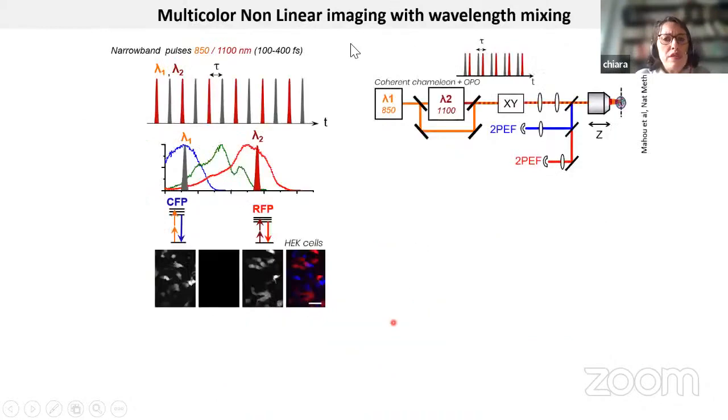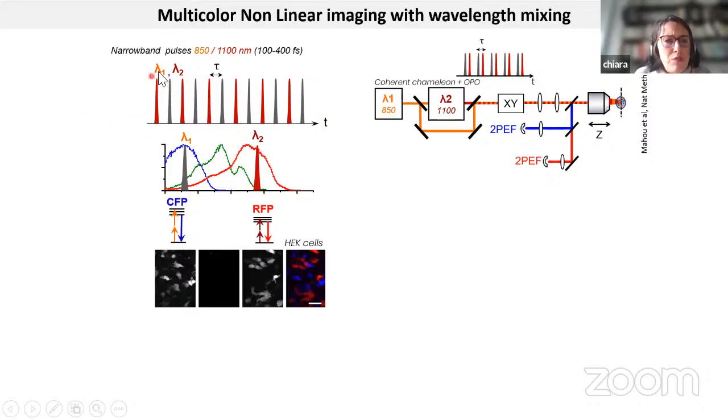So we started to develop multicolor, multiphoton microscopy with wavelength mixing. The wavelength mixing was first developed at the LOB about 10 years ago, basically for rainbow applications.